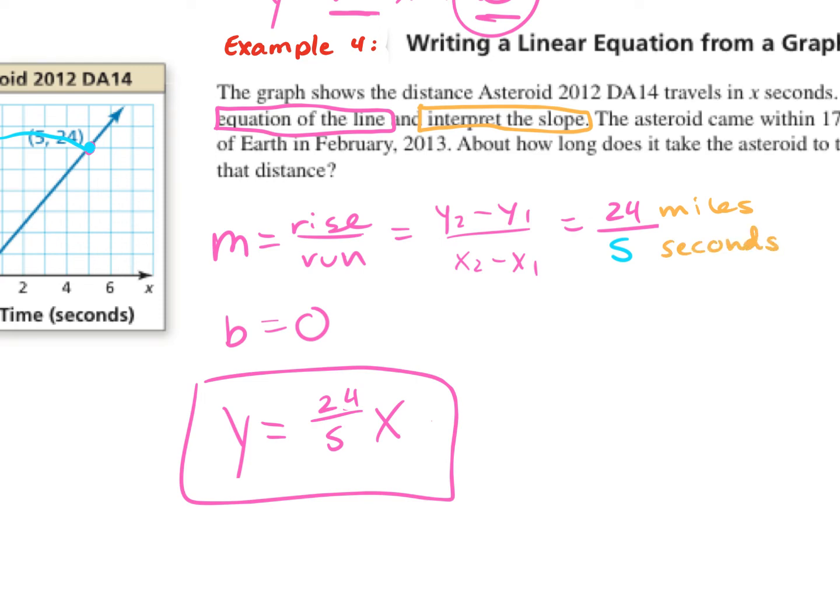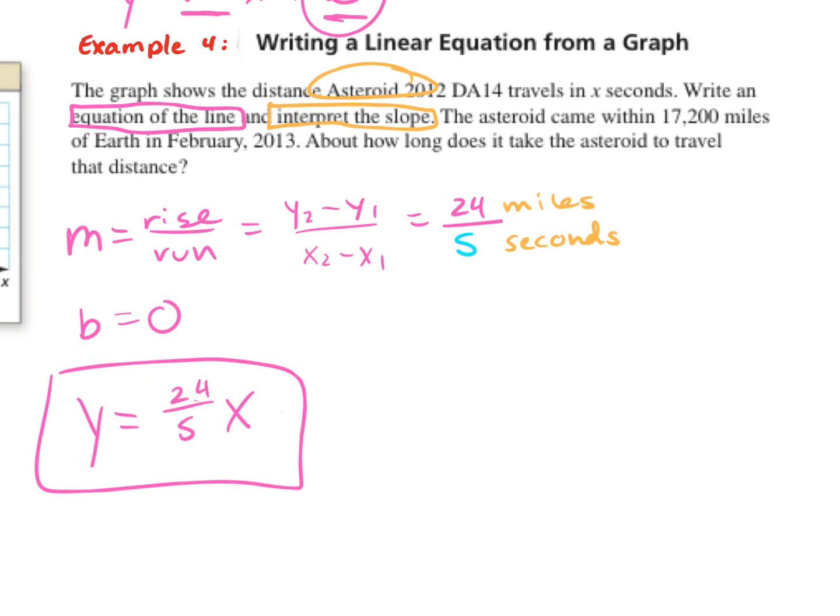So somebody in the last class said, dang, they can run 24 miles in 5 seconds? Is this talking about a person running? No. What is it talking about? An asteroid. So to interpret the slope, we just need a little sentence to talk about what our slope means. So our slope is talking about the asteroid. We're saying the asteroid is going 24 miles per 5 seconds. There's many different ways you can write your sentence, but just make sure you mention the asteroid.